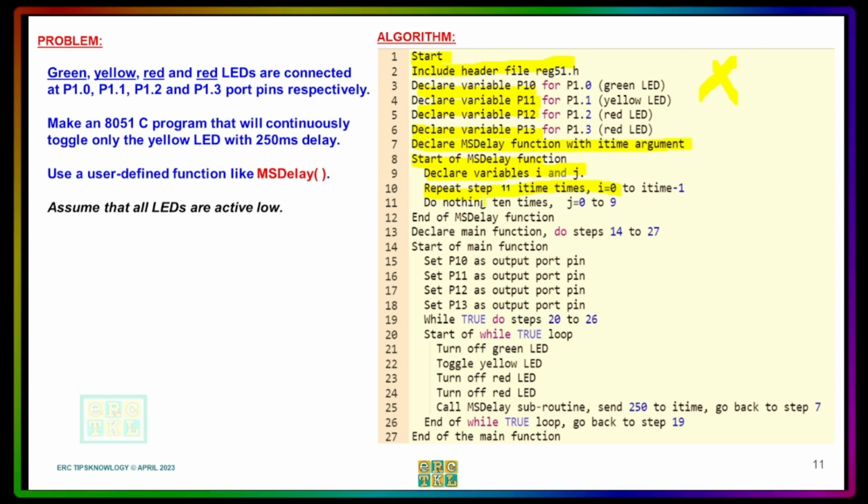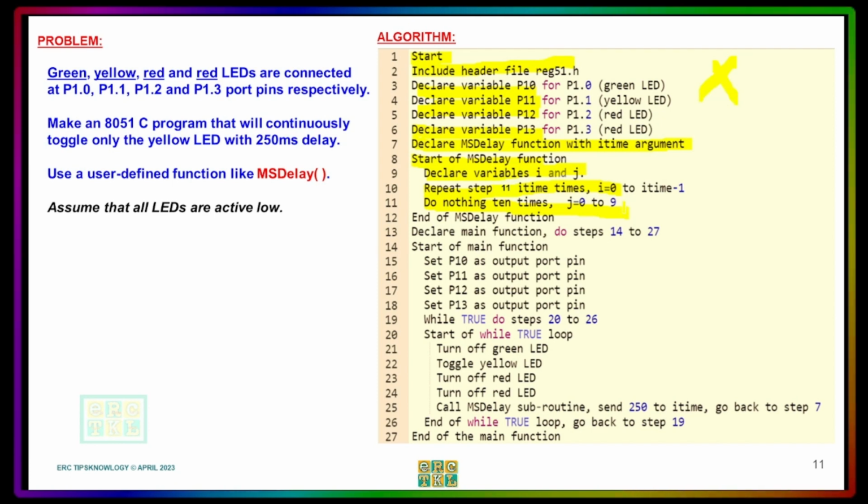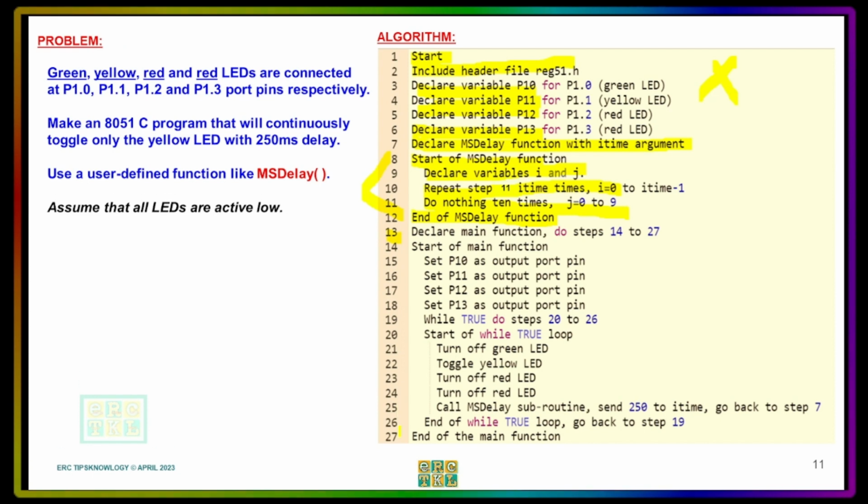And then we will just repeat step 11, which is doing nothing 10 times. So it will be like 250 done 10 times. That will be 2,500. And therefore, we will be getting 250 milliseconds or 1/4 of a second. And that's the end of the MS delay function. So this is the new thing done compared with the use of a simple for loop delay in the previous example. Then on line number 13 up to line number 27, this is our main function. And we will be doing step number 14 up to 27.